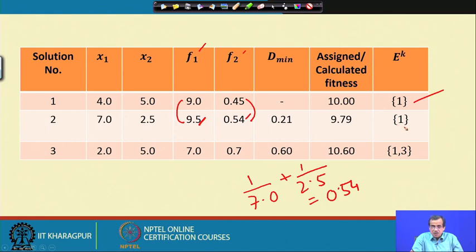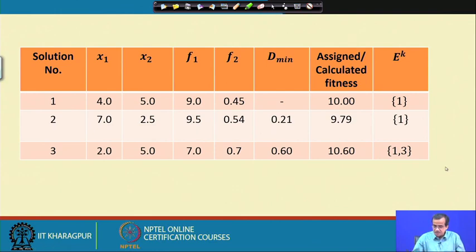Now, once I have not put it, how to find out the d minimum and how to find out the fitness, that I am going to discuss. To find out the d minimum, as I told, I will have to compare these two in terms of f 1 and f 2. That means, I will have to compare 9.0 with 9.5, and 0.45 with 0.54, and I will have to find out what is that particular Euclidean distance value. How to get it? I am just going to discuss that.